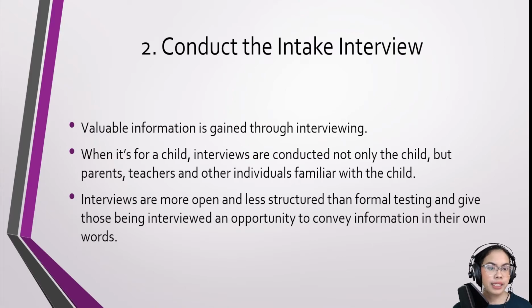the guardian of the client, especially if we are interviewing a child. Not only must we look into the perspective of the child, but we also need to look into what information we can get from the guardian of the child or any other person who will help us in getting a full picture of the child. So usually it's the guardians or the parents, the teachers, or any individual that is familiar with the child. This is in particular, especially if the client or patient is a minor.